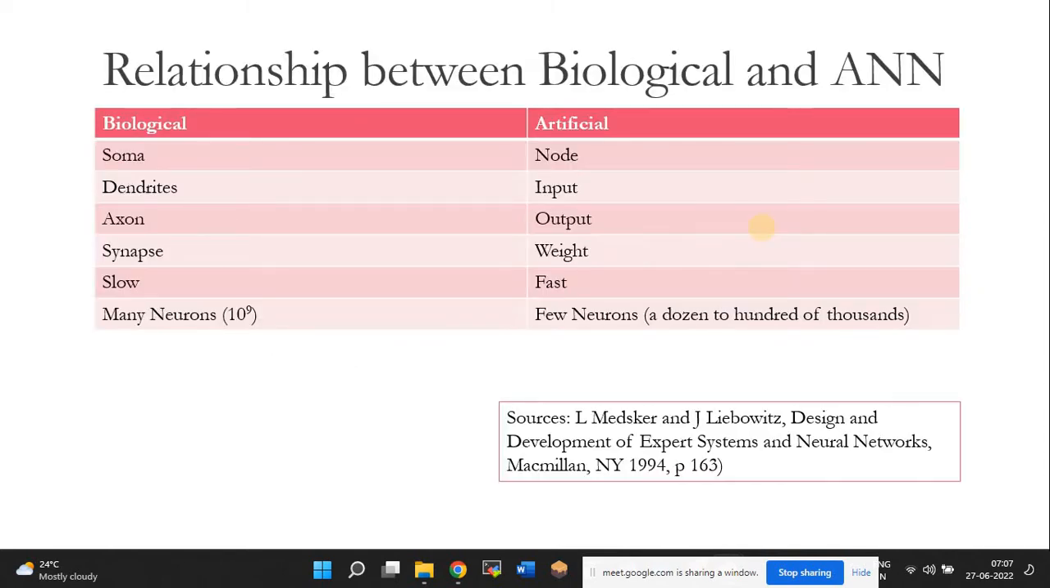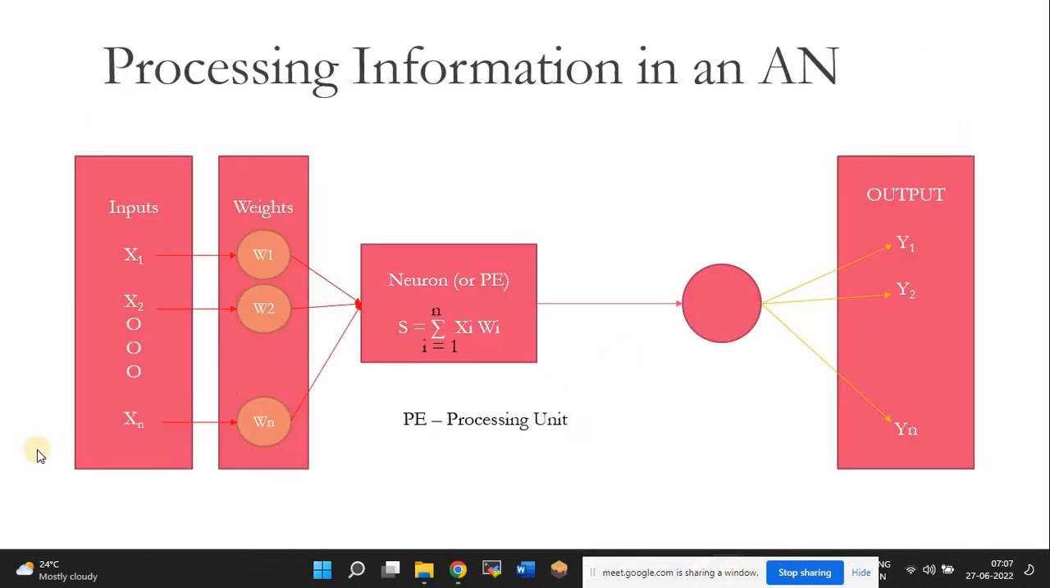Now this is the equivalent of the biological versus the artificial neural network. Biological is soma, artificial we call it node. Dendrites are the input, axon is the output, synapse is the weight, slow or fast, based on what happens. Many neurons, from a dozen to 100 thousands, are there in our cell body. That's how they communicate and let our brain know, and that's the reason that we have a reaction to that. Now this is the representation of it.